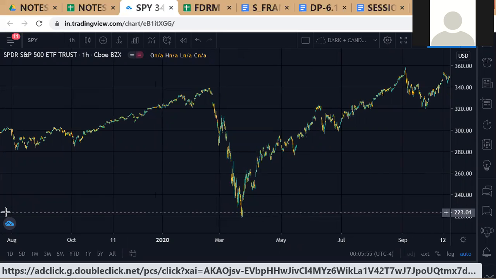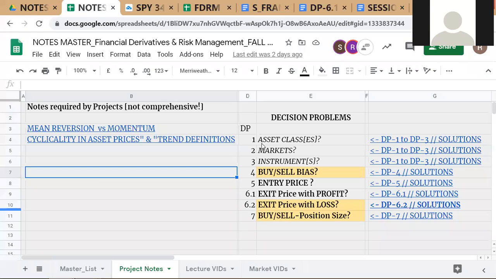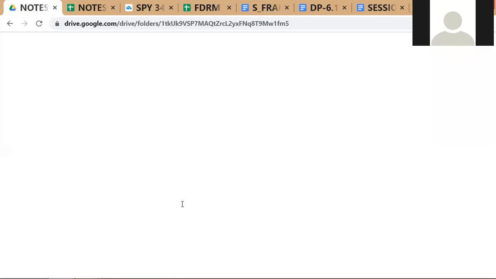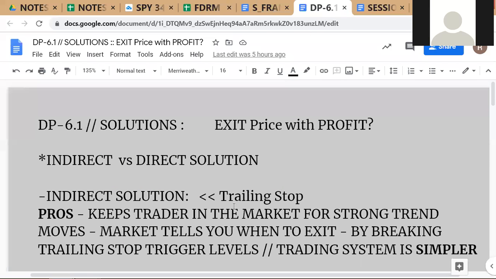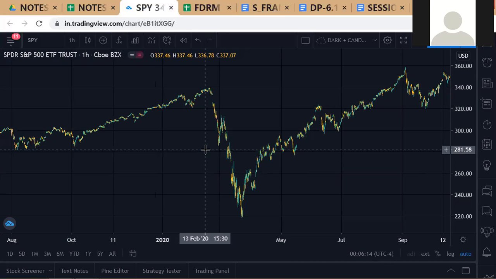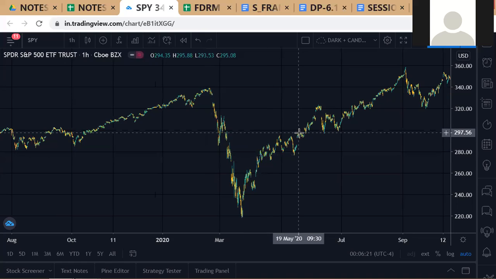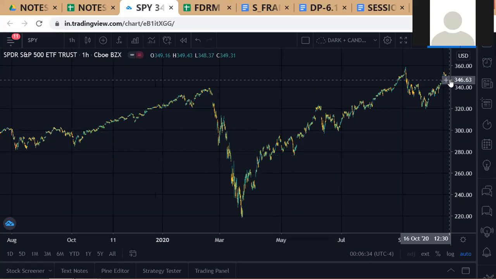So these are the decision problems that you face, and we are dealing with 6.1. What we handled yesterday is the exit price with profit. Suppose I had gone long at some point, maybe at 297, and now the market is over here. Initially I went long with a stop over here when it made a new high. But now that the market is here, should I take my profit now, before the election?